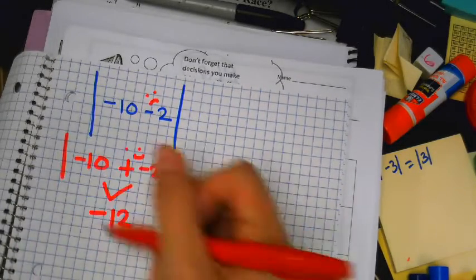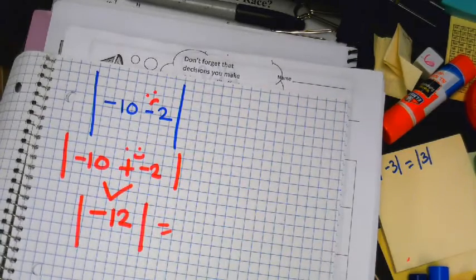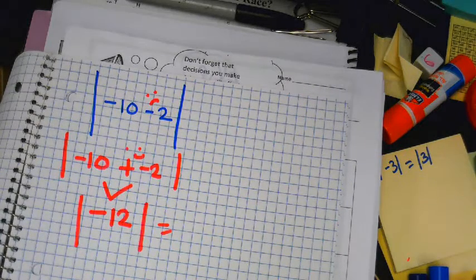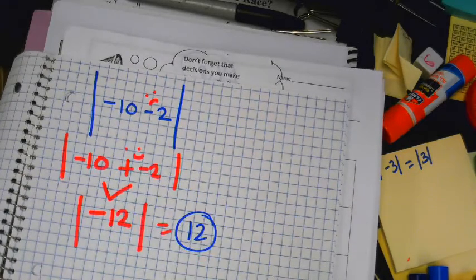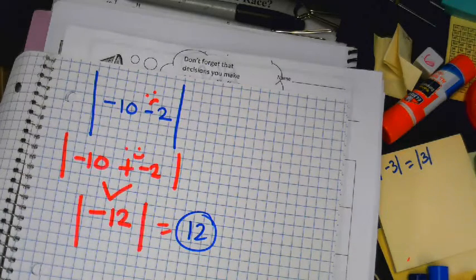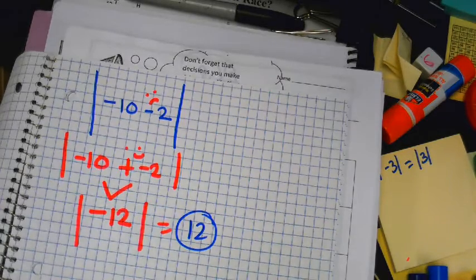Now, I have one number, right? Now I'm going to ask myself, what is the absolute value of negative 12? 12. I know, Ben, it's so easy. That's why we're paying close attention. We're not on our phones, distracting ourselves. Light work, right?